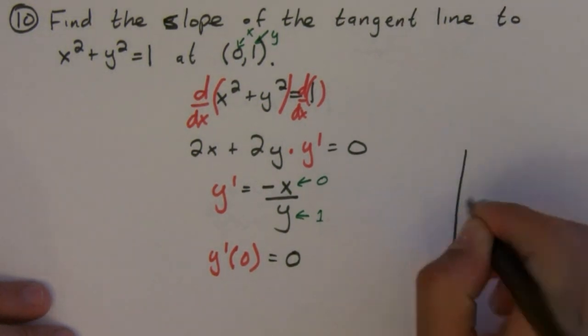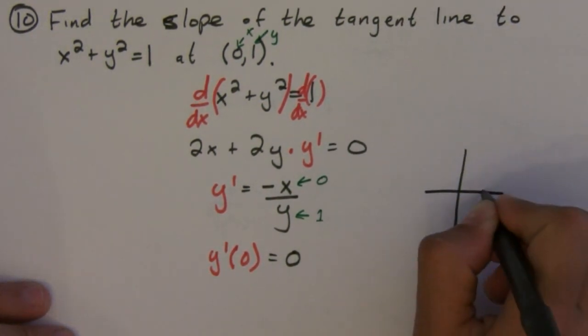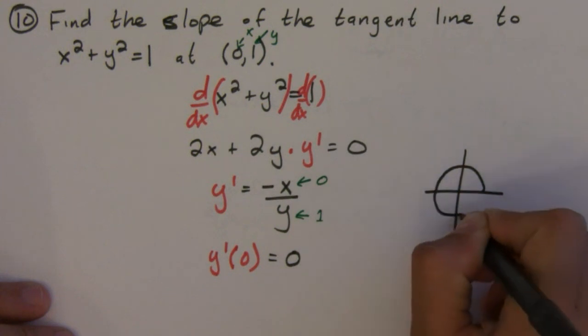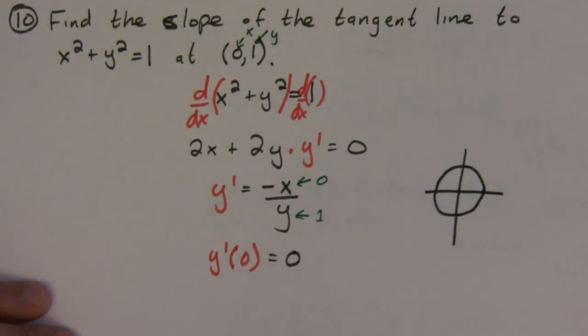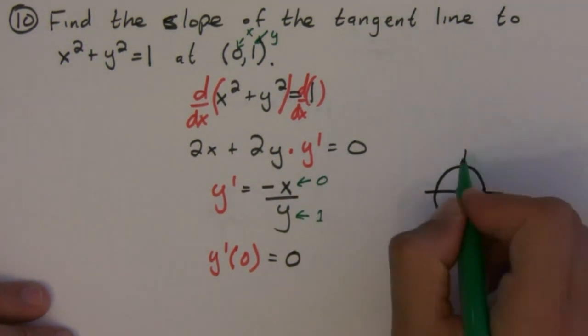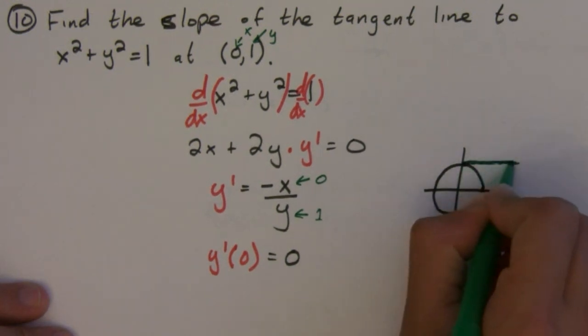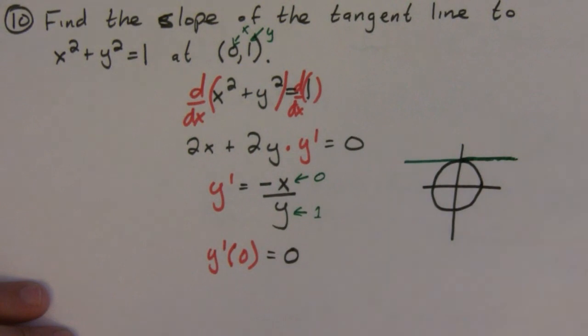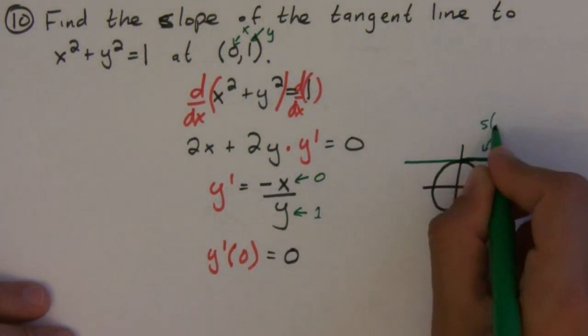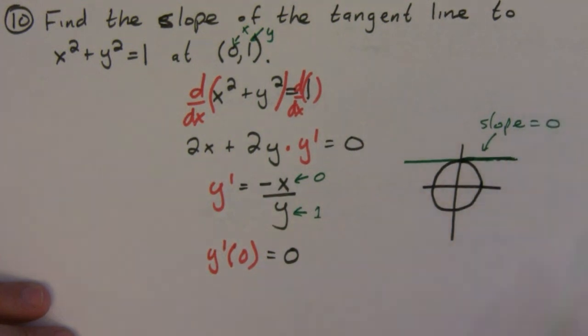And well, this makes complete sense, because if you draw a picture of the circle, the point 0, 1, that's right here, and the slope of the tangent line is horizontal, which has a slope of 0. And so that's it.